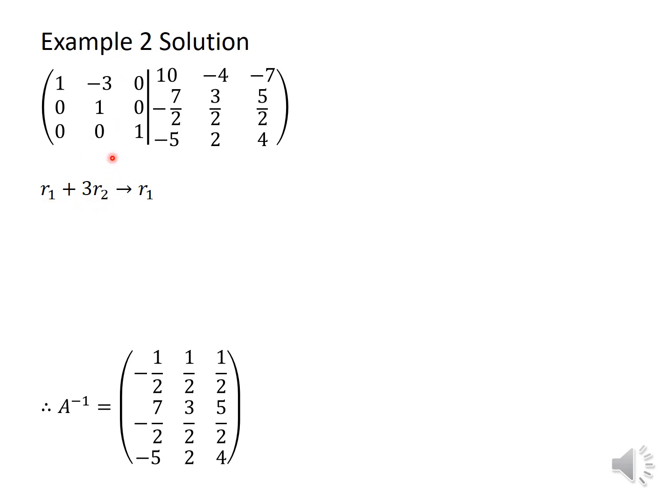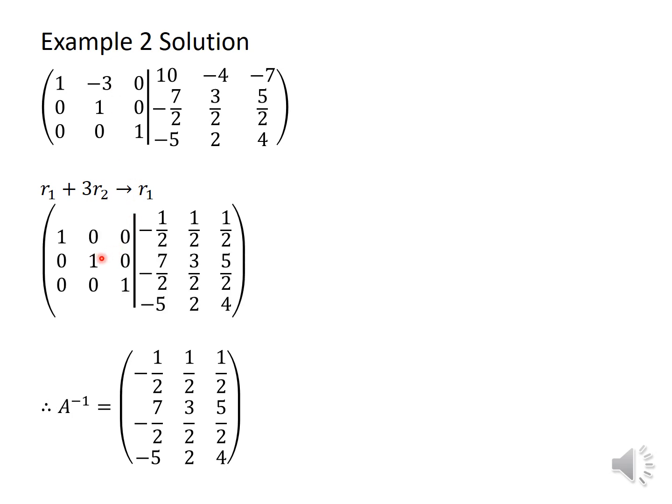And you think about the constant to be multiplied for the second row so that the element negative 3 can be 0. So lastly, we obtain our left side as the identity matrix. So the right side will be the inverse matrix of A.